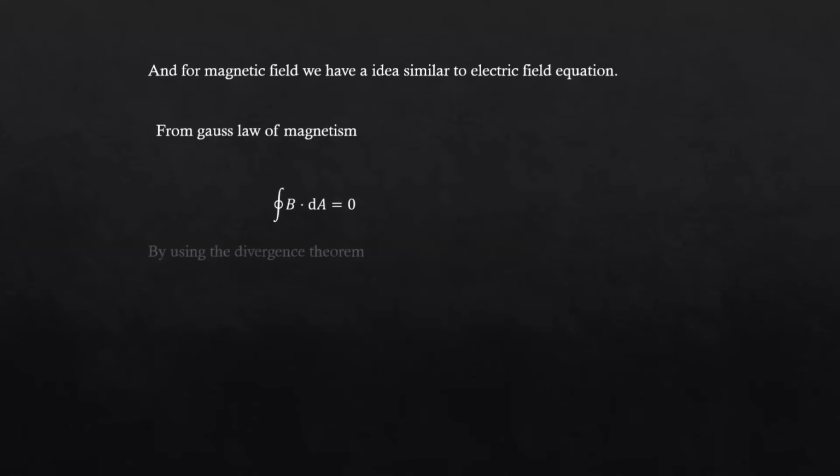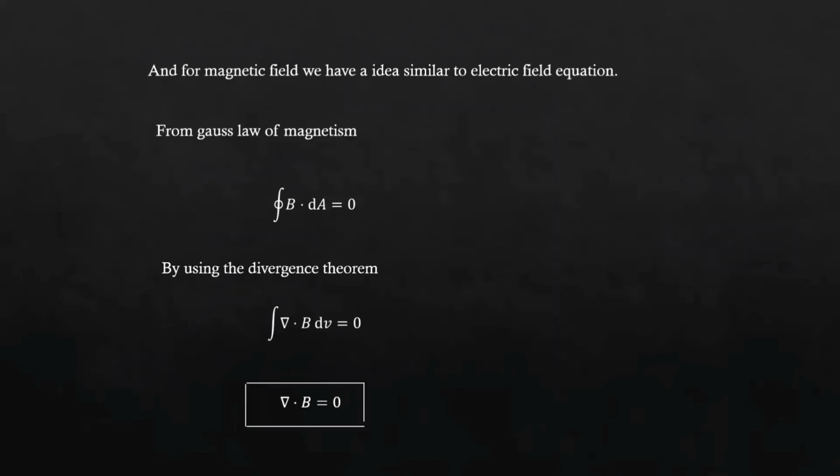And while coming to Gauss law in magnetism, integral B dA equals 0. And by applying the divergence theorem, integral del dot B dV equals 0. And from that we can get del dot B equals 0. And it is the second Maxwell equation. Here del dot B, the divergence of a magnetic field, is always 0. And the meaning of this equation is monopoles don't exist.